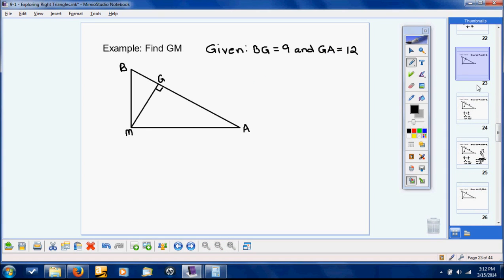Alright, let's look at a problem. Alright, so we have this figure and it's drawn just like that. We have a right angle, we have a right angle, and so we have a big right triangle. We have an altitude that comes from it, and we're going to be asked to find GM if we're given BG and GA. So let's get this problem written down.